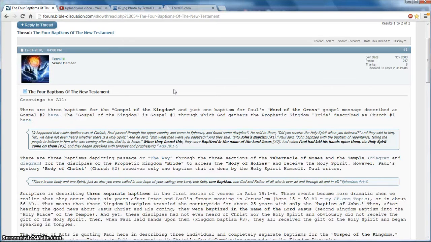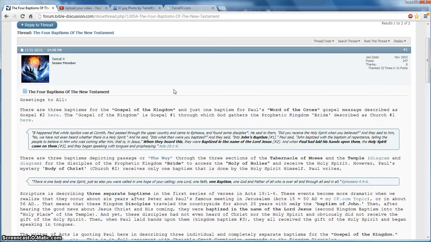Now this is a very important story with Apollos. He's a member of the kingdom bride. That's why you see him running around baptizing people. Let's read about what happens in Acts chapter 19, start at verse 1. And it happened that while Apollos was at Corinth, Paul passed through the upper country and came to Ephesus and found some disciples. He said to them, see, notice they're disciples.